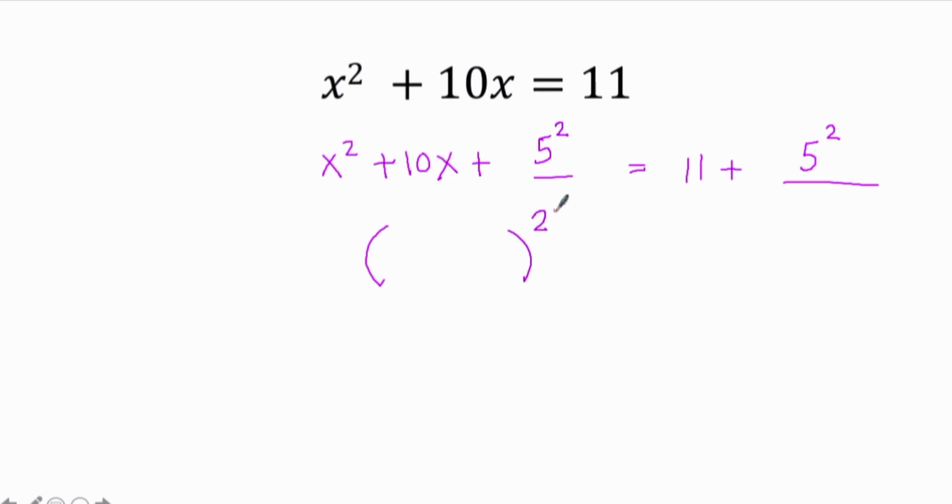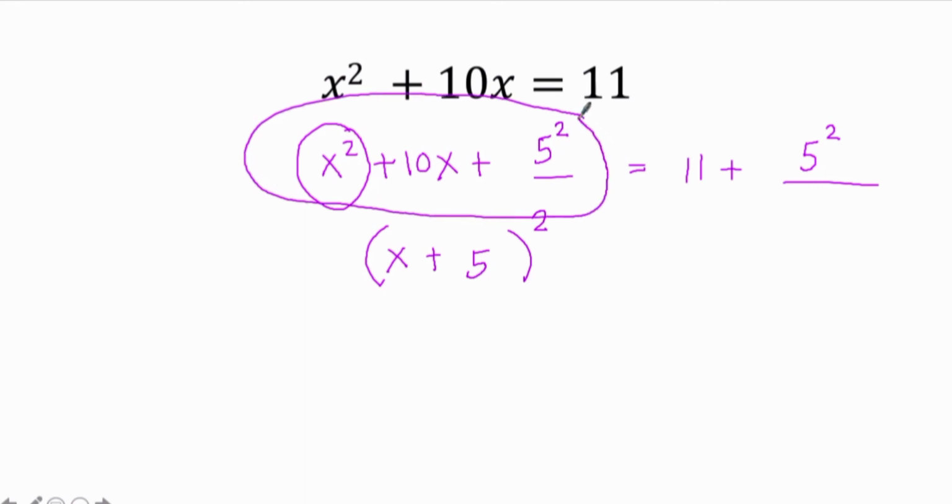where the first term would be the square root of this x squared, which is x. The sign is this plus sign. And the second term of the binomial is 1/2 of 10, which is 5. And you can get also that 5 by getting the square root of 5 squared, which is also 5. So this entire trinomial is now factored as the square of the binomial x plus 5.